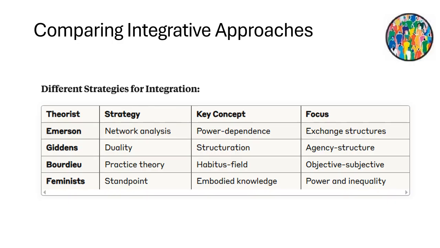These integrative approaches use different strategies but share common goals. Emerson uses network analysis to show how exchange relationships create emergent structural properties while remaining grounded in individual behavior. Giddens employs the concept of duality to argue that agency and structure are inseparable aspects of social life. Bourdieu develops practice theory to bridge objective and subjective approaches through the relationship between habitus and field. Feminist theorists use standpoint epistemology to integrate structural analysis with attention to embodied, positioned knowledge. Each offers valuable insights, and contemporary sociology increasingly draws on multiple approaches rather than choosing between them.